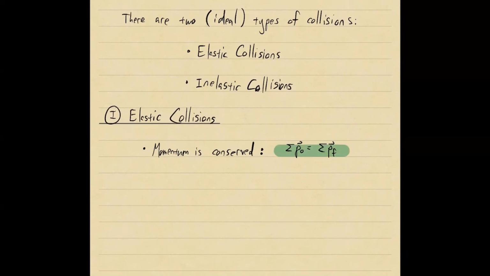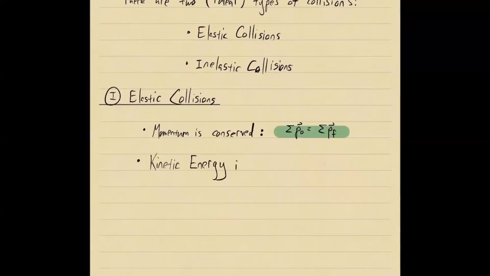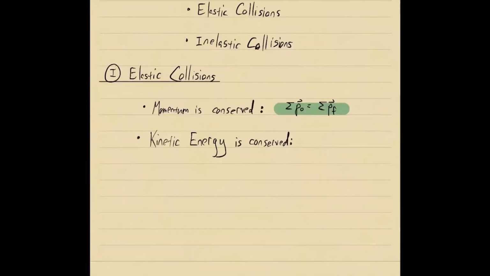There we go. And so the second defining thing for an elastic collision is that kinetic energy is conserved. Kinetic energy, which hopefully you guys remember from last class. So kinetic energy is conserved. That is, the total kinetic energy of our system before the collision is equal to the total kinetic energy after the collision.